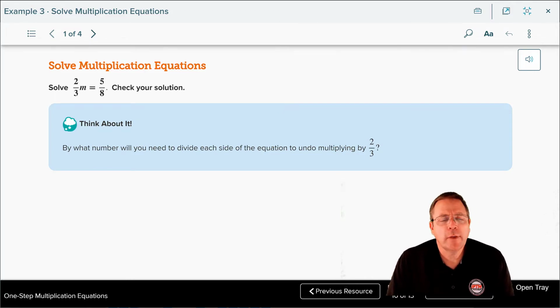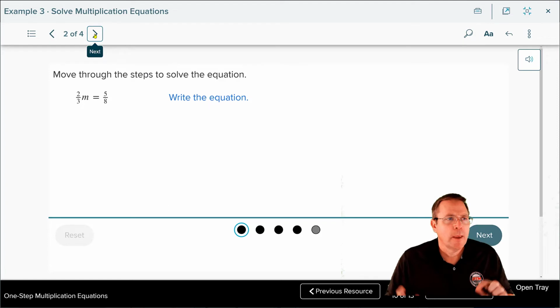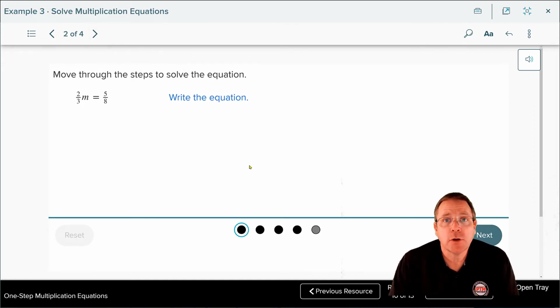How are we going to solve that? Let's take a look at 2/3 m is equal to 5/8. Now, I really don't like the way your textbook shows these, because what they're going to tell you to do is to isolate your variable by dividing both sides by 2/3. I'm totally cool with that, but watch this.